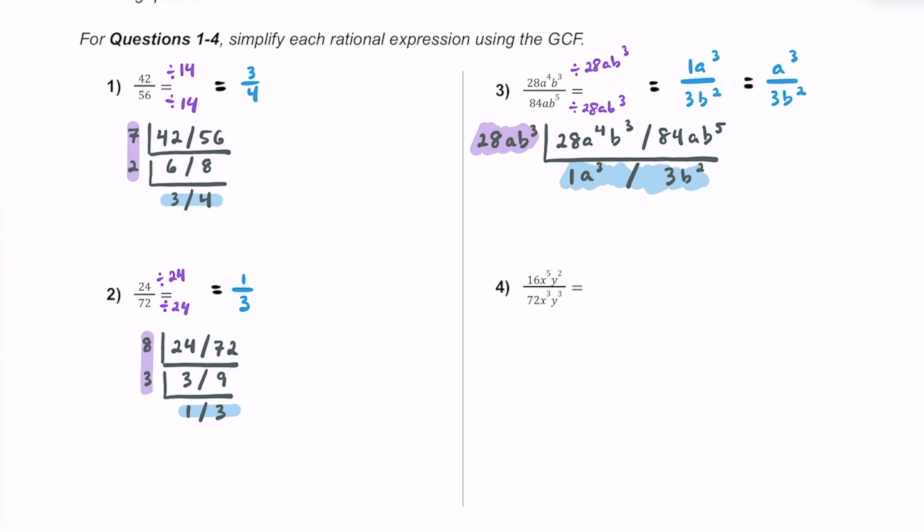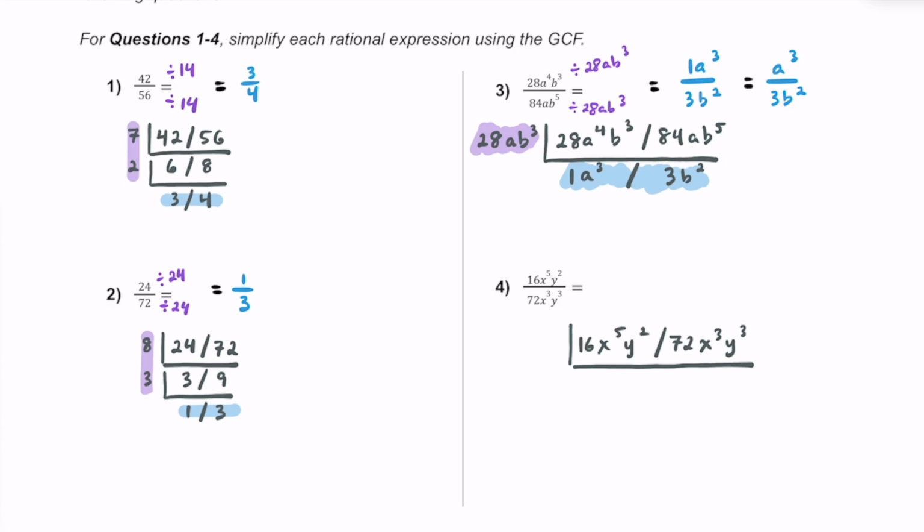All right. If we take a look at number 4, we have another similar monomial in the numerator and denominator, so we're going to go ahead and try the same process here. So next to each other, let's start with this 16x to the 5th power y to the 2nd power, and this is over 72x to the 3rd power y to the 3rd power. So let's see what these have in common and find their GCF first.